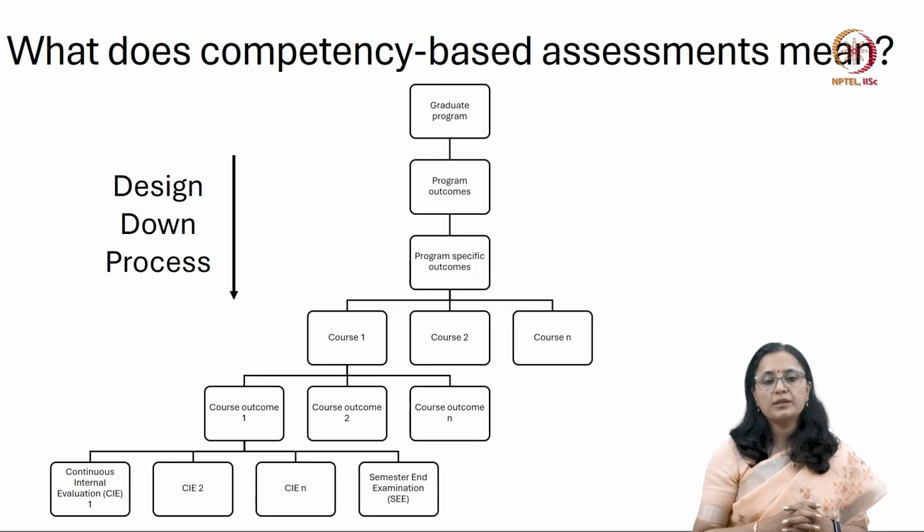So basically, program outcomes are the statements that describe what the students graduating from a program should be able to do. But these are very, very broad because these are defined at the program level. Next, these broad program outcomes are broken down into program specific outcomes. And these are statements that essentially describe what the graduate of a specific program should be able to do. For example, a program of electronics engineering will have a very different set of program specific outcomes as compared to, say, a program on computer science engineering.